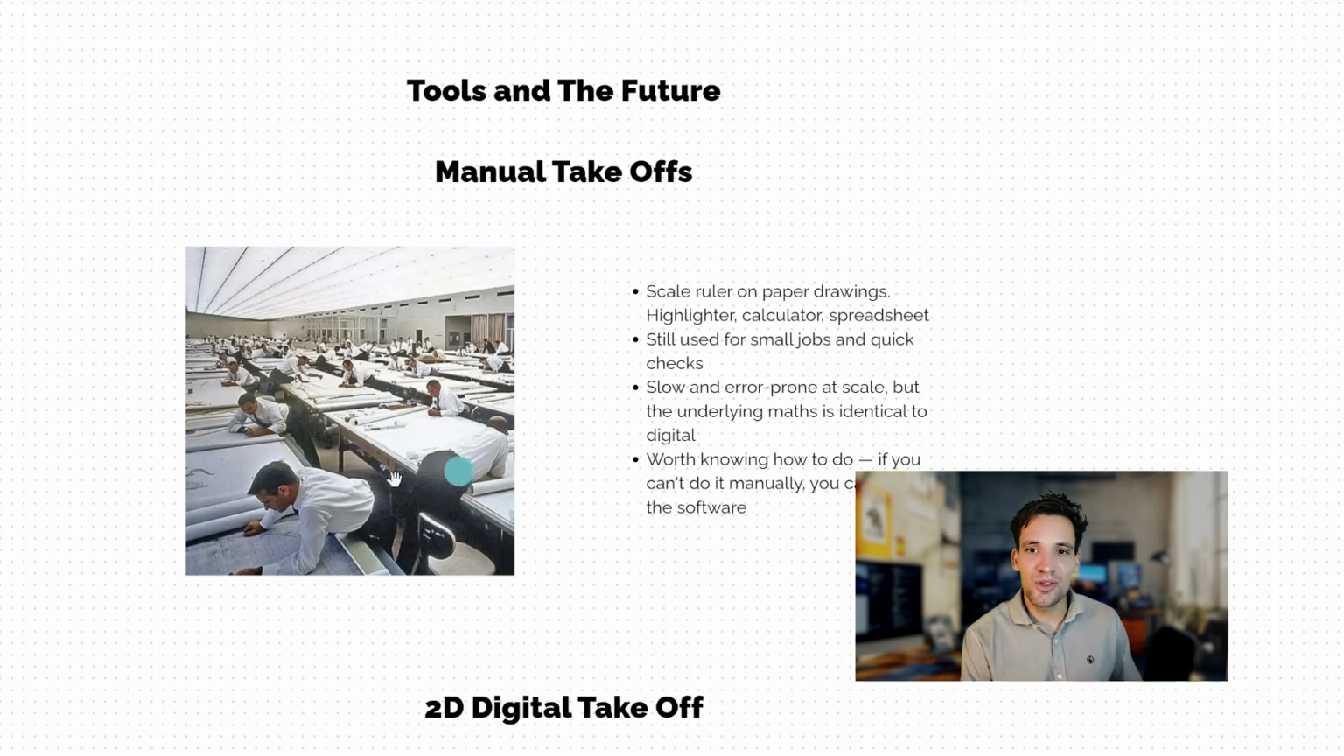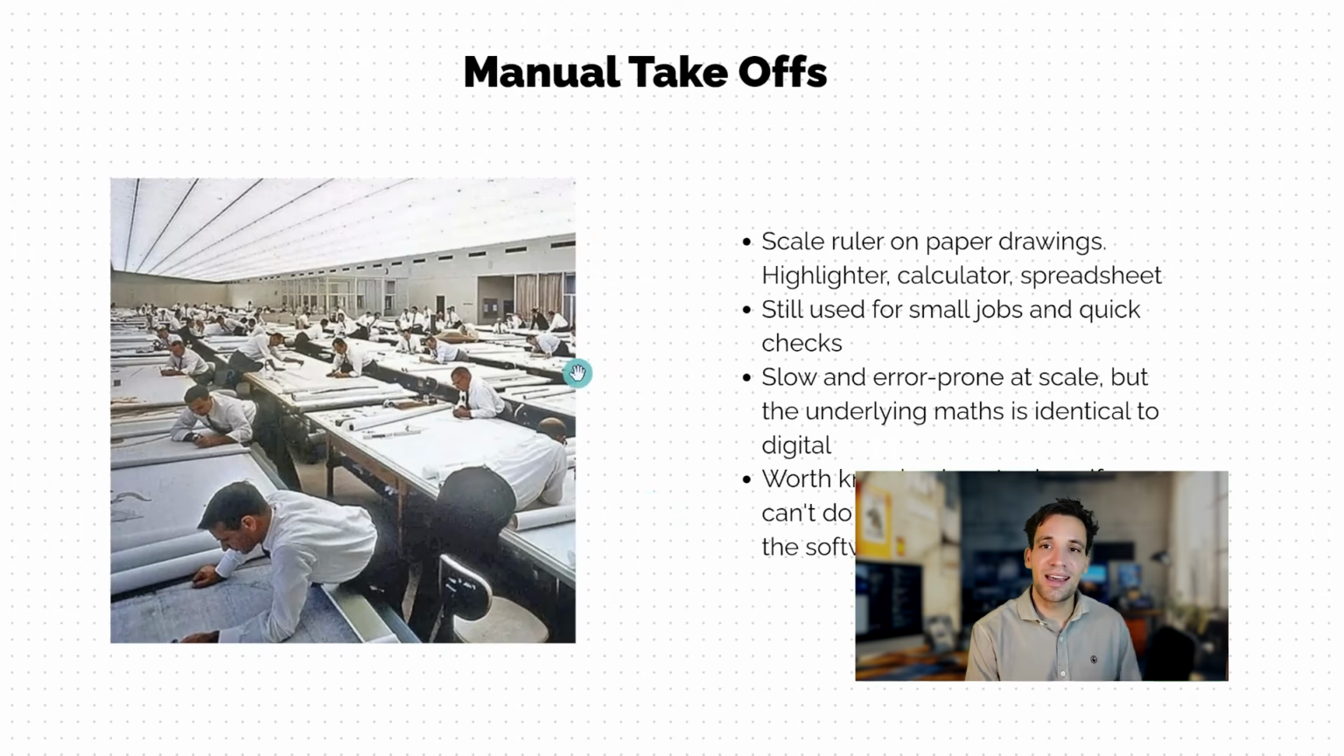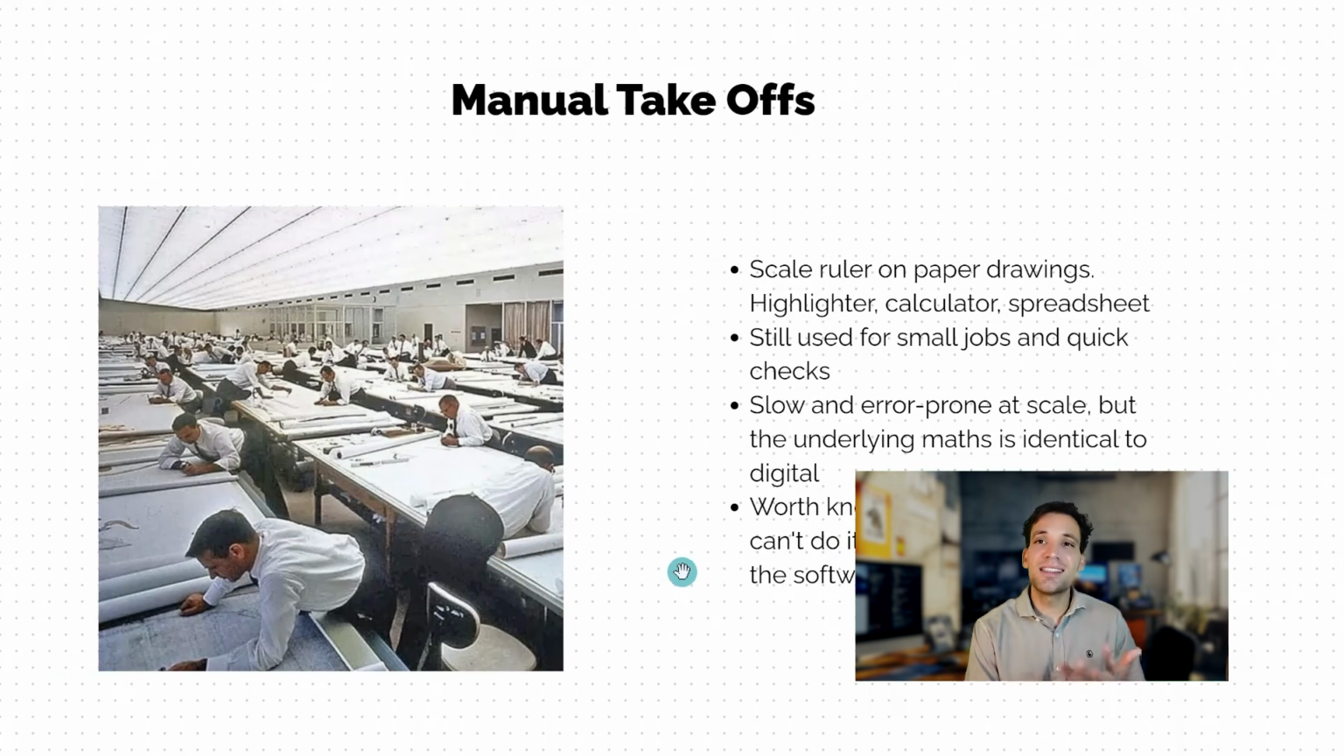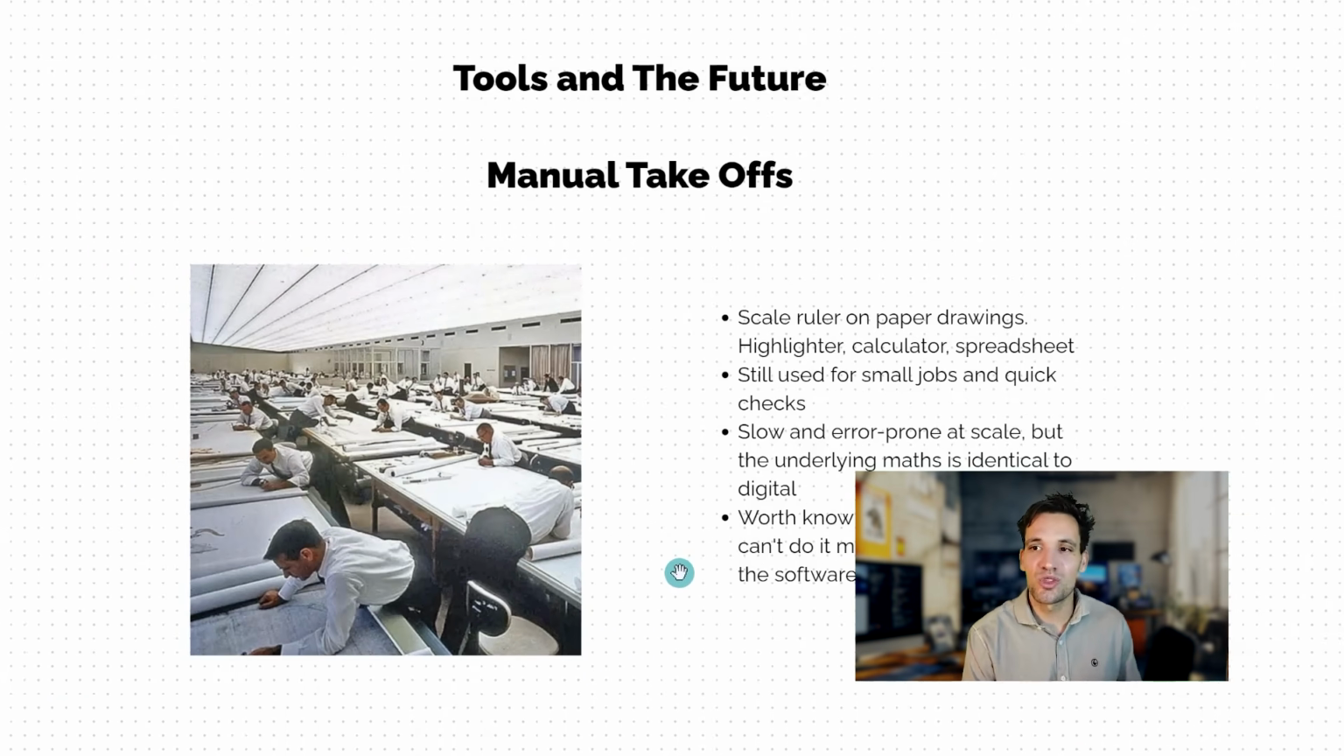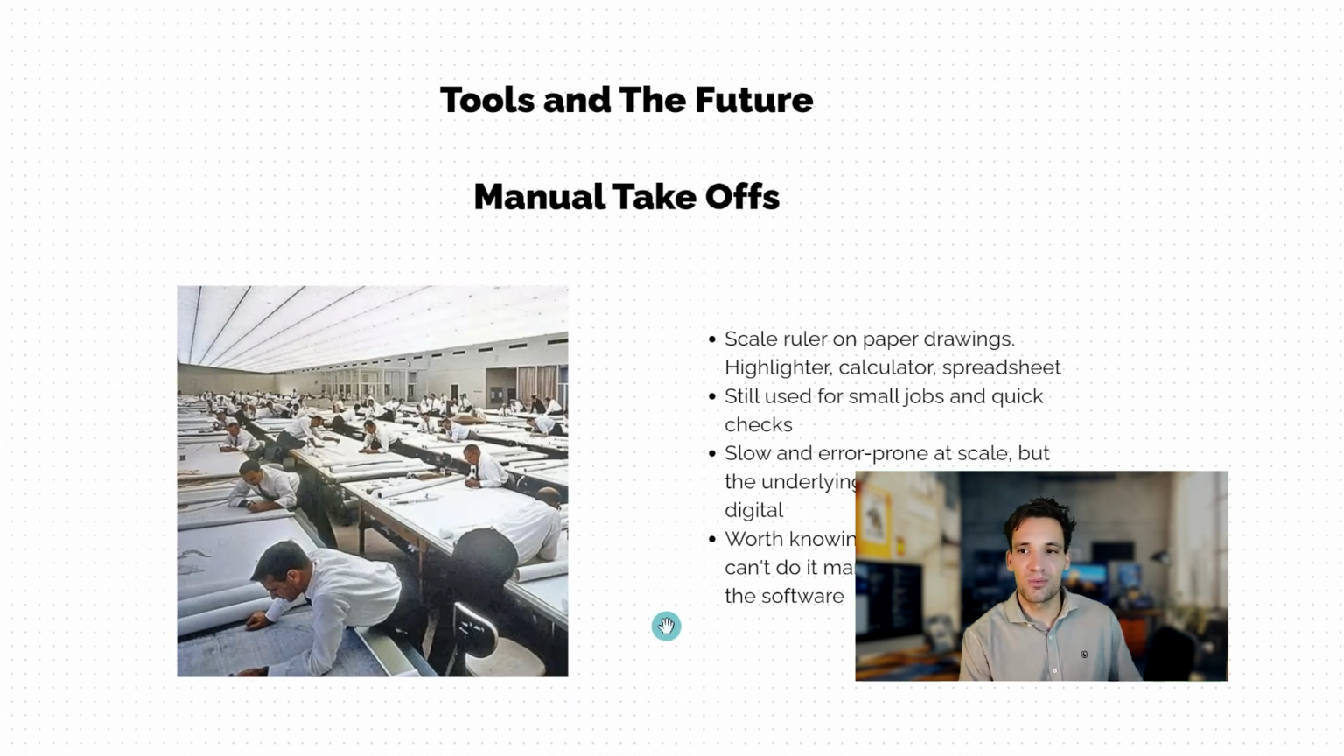So takeoffs have obviously come a long way. When we think about how takeoffs used to be done, it used to be printing out a set of construction drawings, having a scaled ruler, a highlighter, a calculator, and some sort of notepad, and manually measuring every single length. Obviously, this is still done to some extent on small jobs where people want to print things out and quickly count them, but it's slow and error prone.